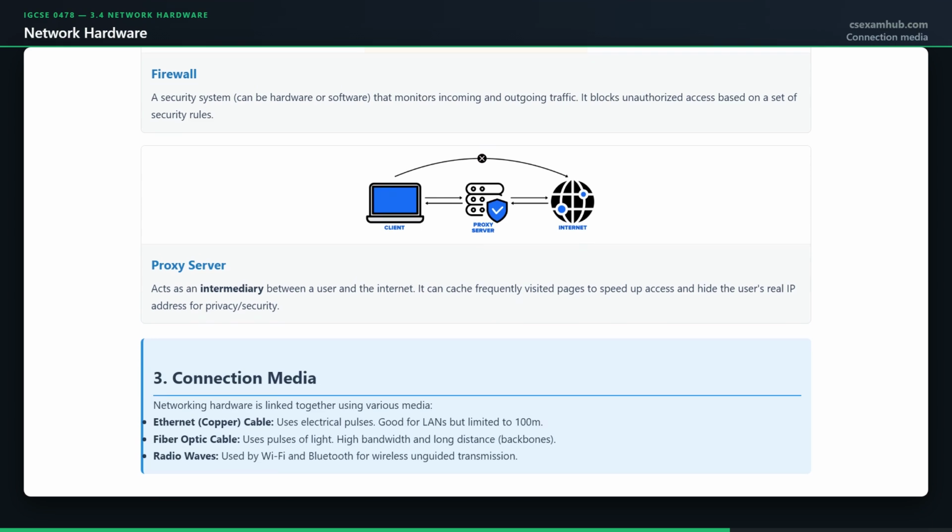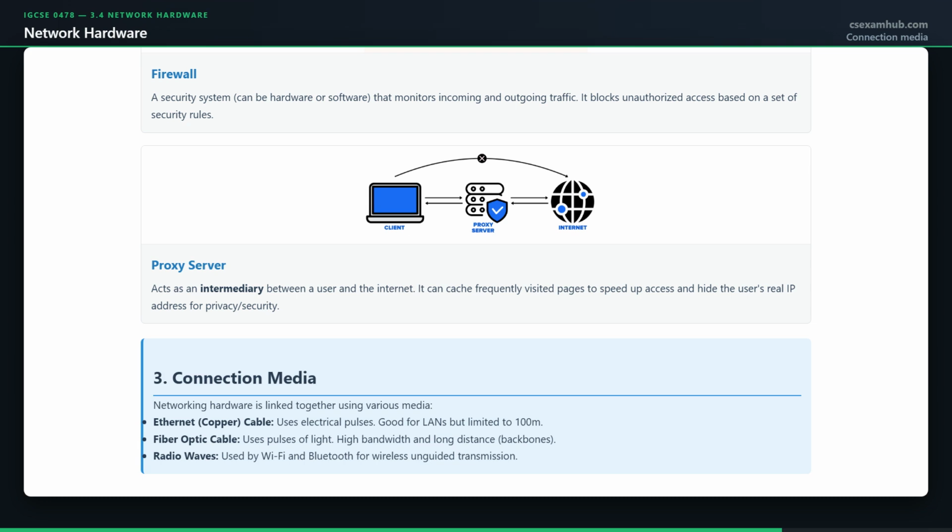Finally, the media that link this hardware together, which we met in topic 2.1 and are worth reconnecting here. Ethernet copper cable carries electrical pulses. It is good for local area networks, but limited to about 100 meters before the signal degrades. Fiber optic cable carries pulses of light. It offers very high bandwidth over long distances without significant loss, which is why it is used for network backbones and undersea links rather than for connecting a printer.